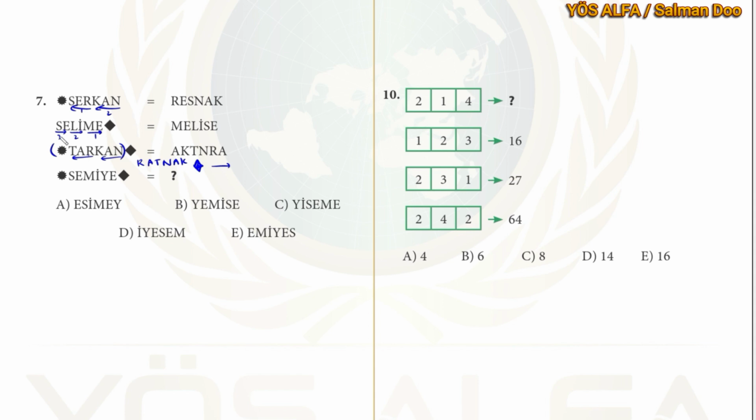And then we have the diamond operation. The diamond operation is 3 steps. We have 1, 2, 3. So AK, TN, and RA. So it turns out to be correct. So that means we first start with the star operation. So let's check the answers.